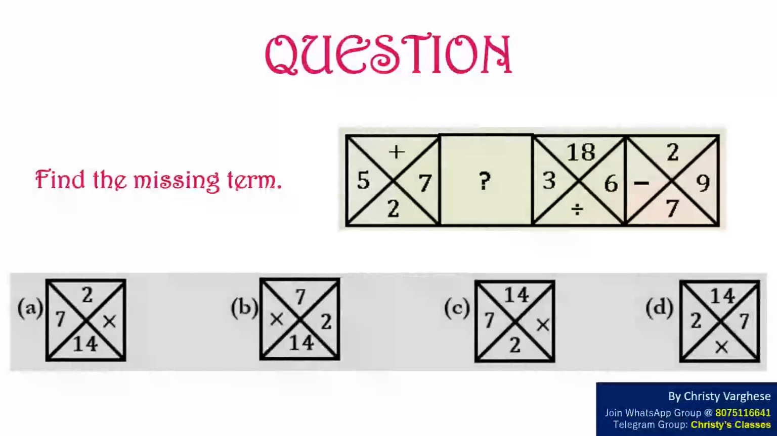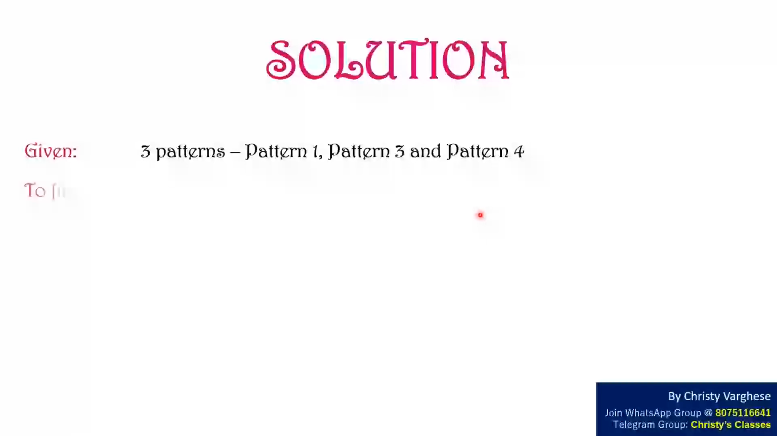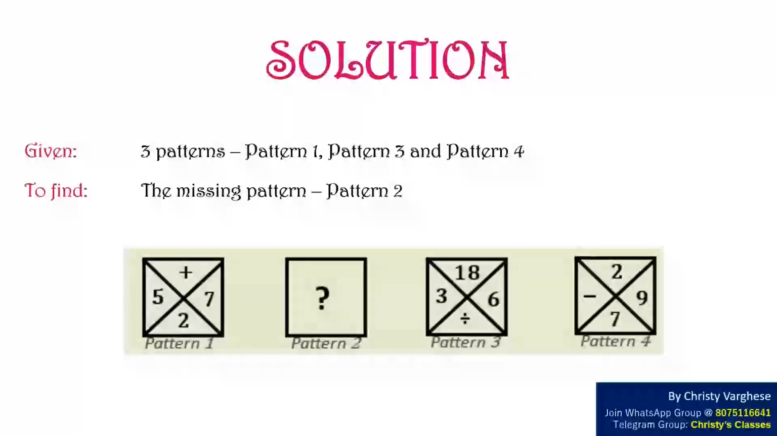In this video, let us find a missing pattern. Find the missing term from the given options. Solution. We are given three patterns, patterns 1, 3 and 4, and we are asked to find the missing pattern, pattern 2, by identifying the predefined rules in the patterns.